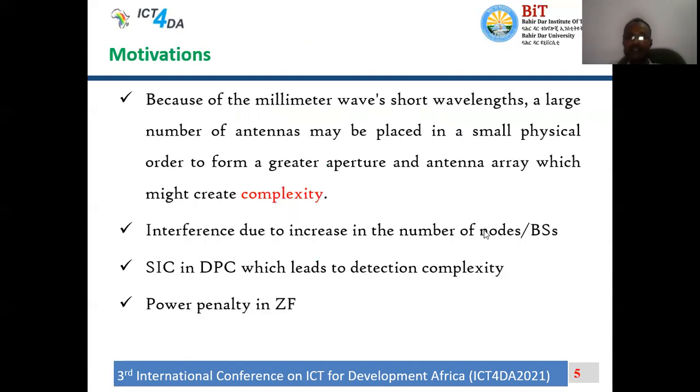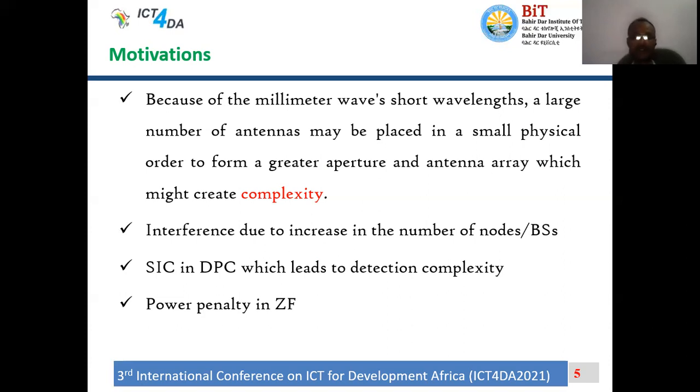The motivation behind this work is, as we said so far, as the number of antennas increases, the size of the device becomes smaller, and the wavelength also becomes smaller. As the proximity of the users increases and the wavelengths decrease, the complexity related to the number of elements and the nature of frequency increases.